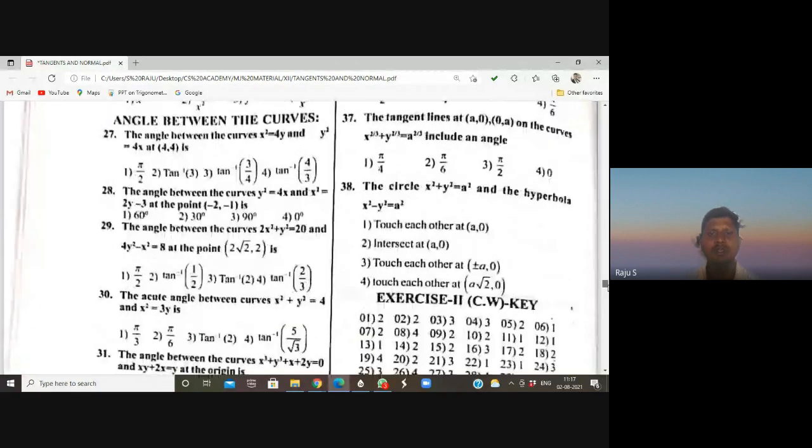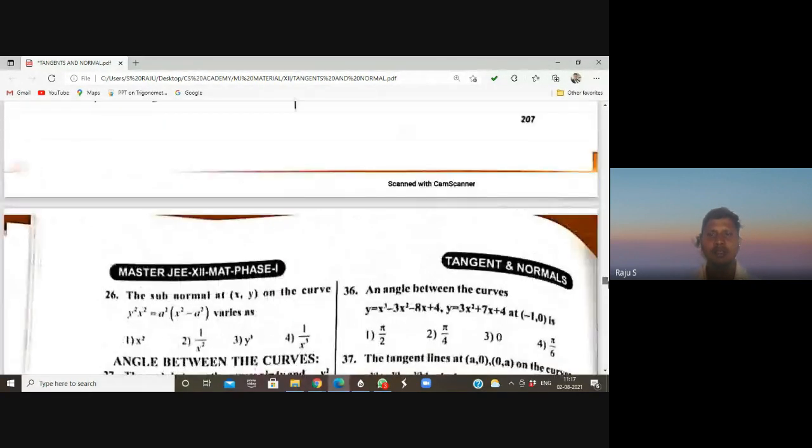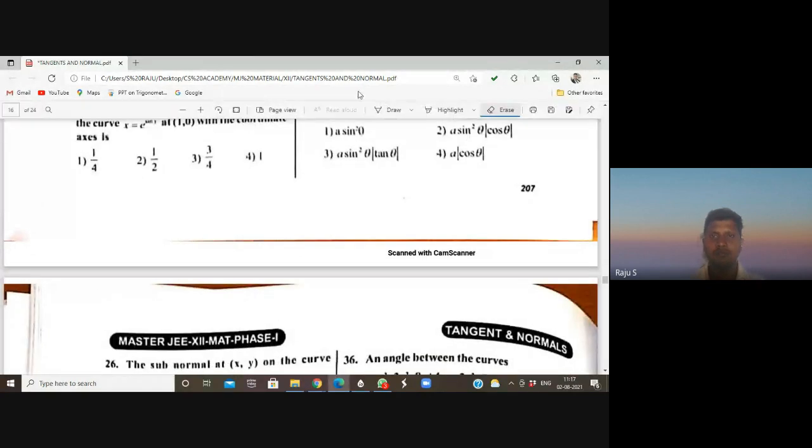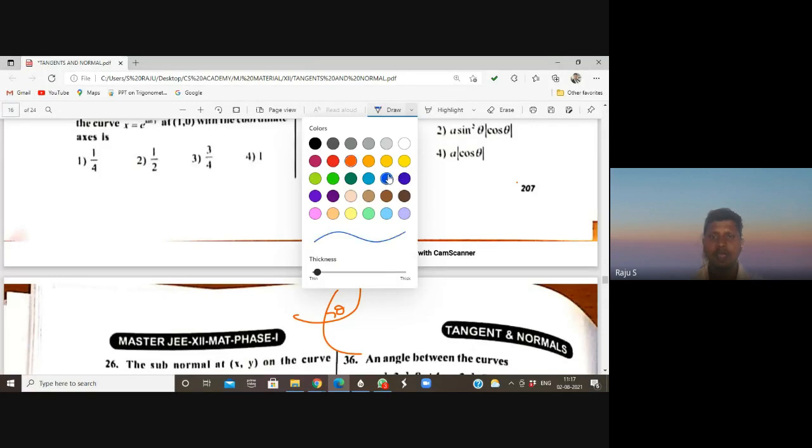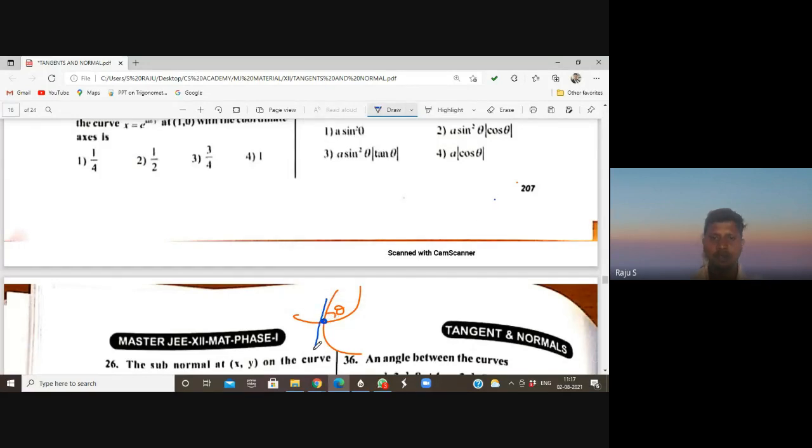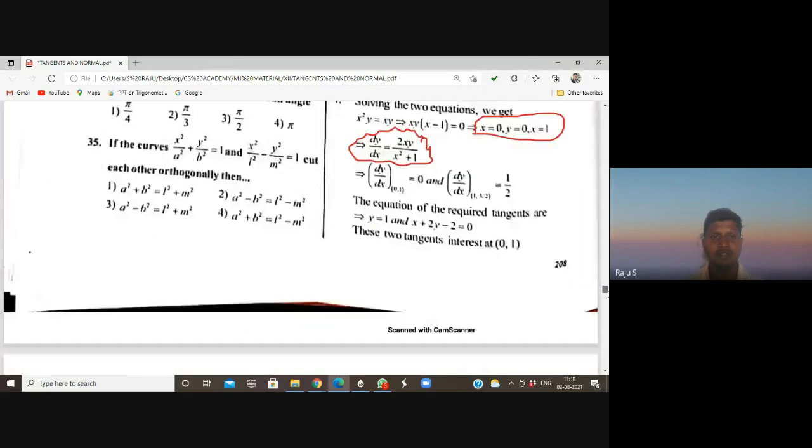Angle between the curves means, since we know the formula, any two curves are there. What is the angle between two curves? This is the first curve, this is the second one. I want to find this angle. We cannot find it directly, so at that common point, you have to draw the tangent. This tangent has slope m1, you can draw another tangent with slope m2, then tan theta is given by (m1 minus m2) by (1 plus m1 m2). That's it. This is the formula for angle between two curves.